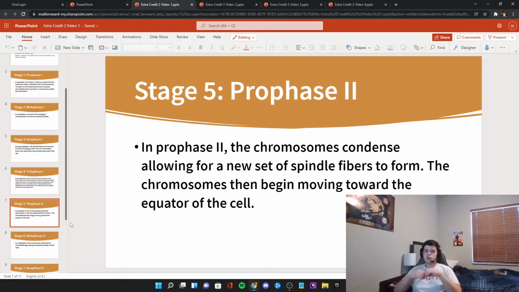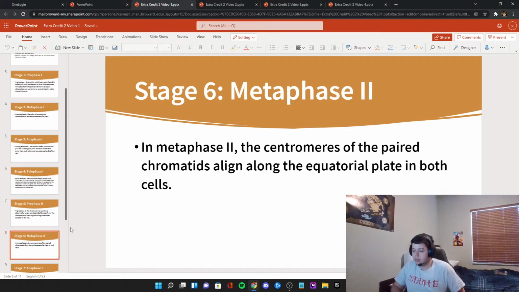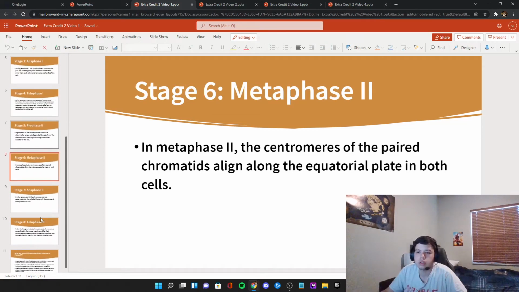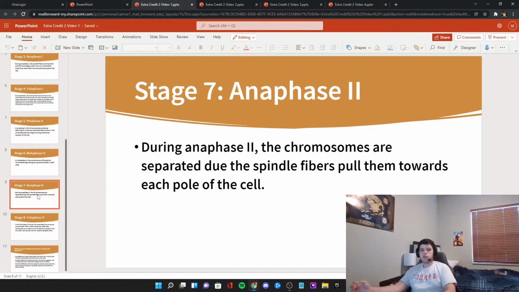In prophase 2, the chromosomes condense and allow for a new set of spindle fibers to form. Remember, the spindle fibers are the ones that separate the chromosomes. The chromosomes then begin moving toward the equator of the cell. In metaphase 2, the centromeres of the paired chromatids align along the equatorial plate in both cells. Metaphase 1 and metaphase 2 are essentially the same thing, except now it's two cells. In anaphase 2, the chromosomes are separated again by the spindle fibers, which pull them towards each pole of the cell.